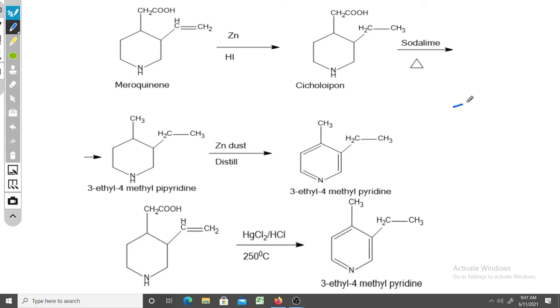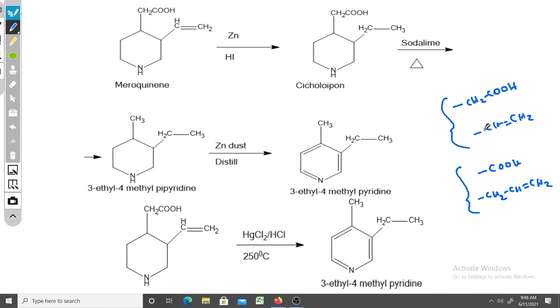What were the two possibilities? CH2COOH and CH double bond CH2. The other possibility is COOH and CH2 CH double bond CH2.